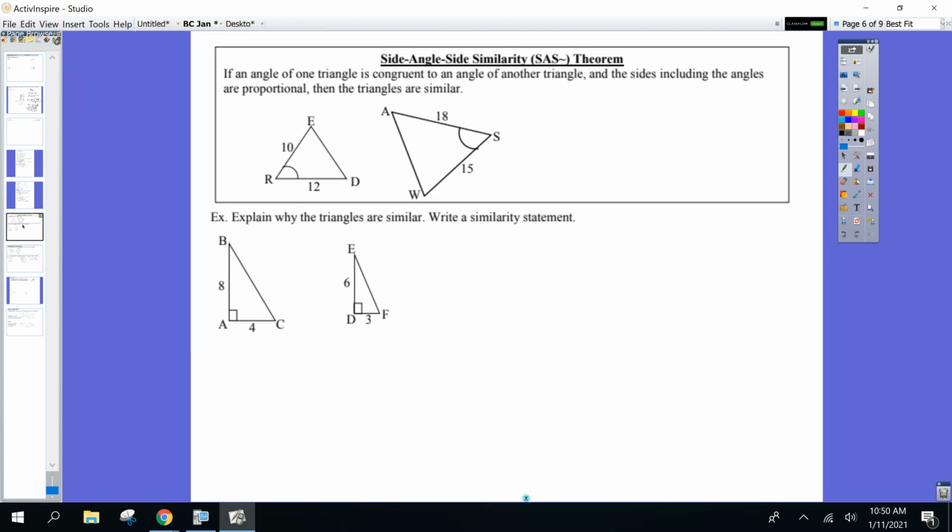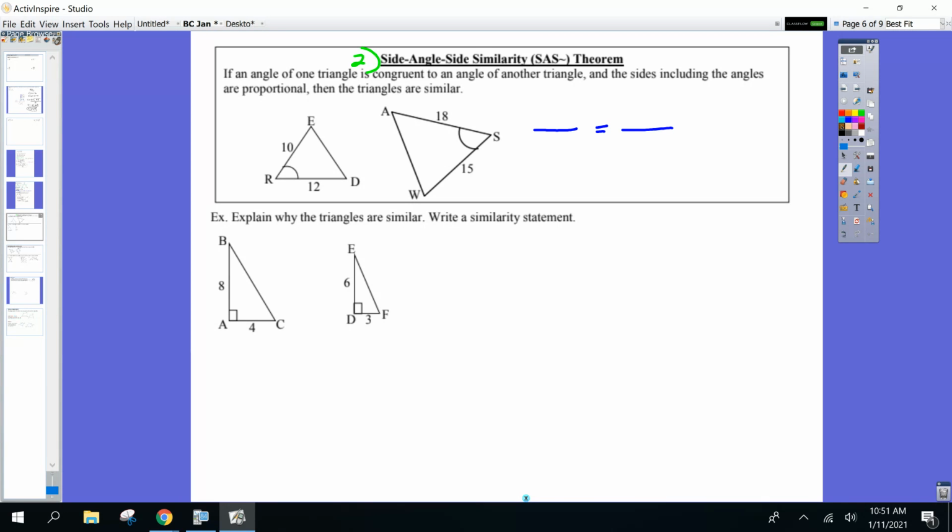All right, number 2. Oh, this looks a little familiar, huh? Side angle side similarity. Side angle side, but it is different than the side angle side for congruent triangles. Here's how. Yes, the angle still needs to be in between the two sides. Yes, that is still true. But the sides do not have to be congruent. The sides need to be in the same ratio, though. The sides on the triangle still need to be in the same ratio.